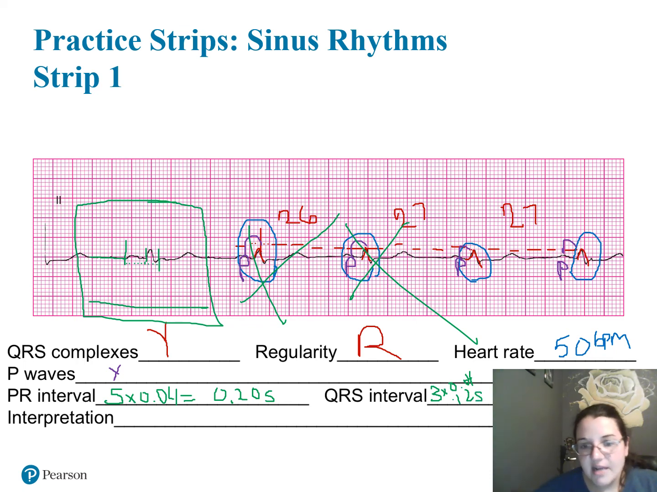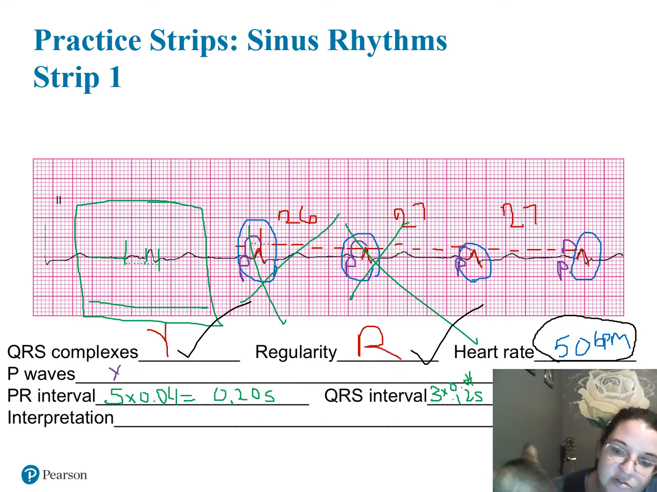So now we're going to look at our answers and interpret this rhythm, remembering we're comparing them to a normal sinus rhythm. Do I have QRSs in a normal sinus rhythm? Yes. Do I have regularity in a normal sinus rhythm? Yes. Do I have a slow heart rate? No. My heart rate needs to be 60 to 100 beats, and I have 50 beats here. P waves. Do I have P waves in a normal rhythm? Yes. My PR interval in a normal rhythm needs to be between 0.12 and 0.20 seconds. Am I in between? Yes.